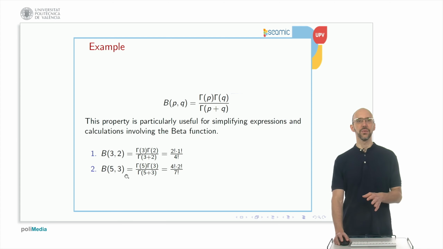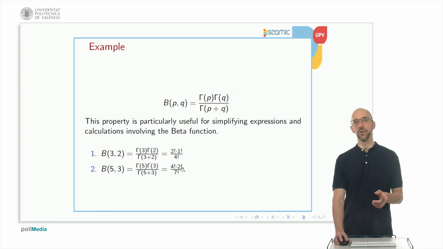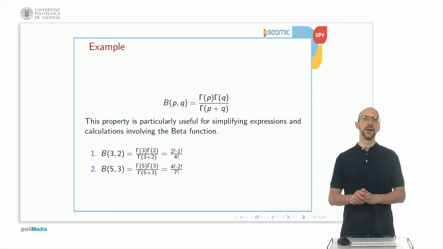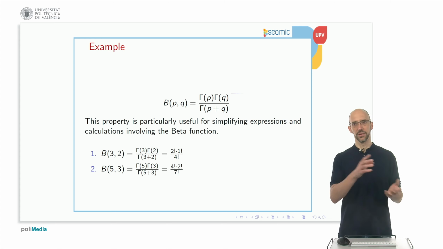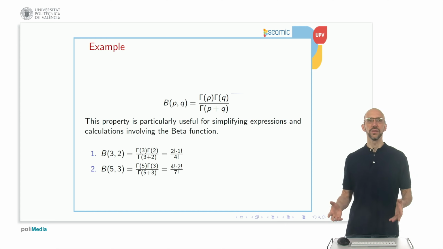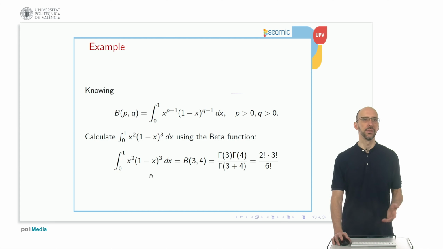Beta of 5, 3. If we use this definition, this is gamma of 5 times gamma of 3, divided by gamma of 5 plus 3. Gamma of 5 is 4 factorial. Gamma of 3 is 2 factorial. Gamma of 8 is 7 factorial. Probably even if you didn't remember the gamma function, you are okay, it's not so difficult. It's just the factorial of the number we have minus 1. This becomes a little bit more complicated when the numbers are not natural numbers, when it's a fraction or divided by 2. But anyway, it's very easy.